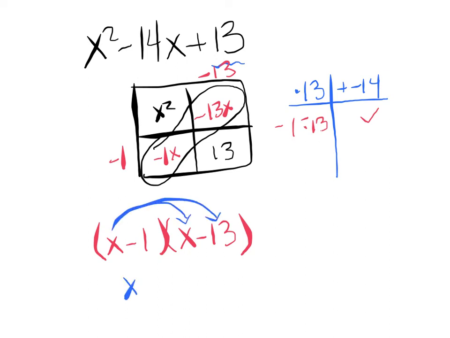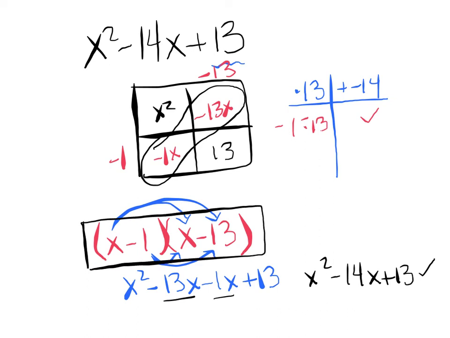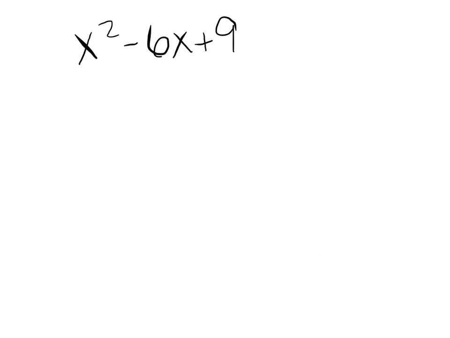This gets us x squared minus 13x. And then when we distribute the negative 1, we're going to get negative 1x and positive 13. When we combine like terms in the middle, we end up with x squared minus 14x plus 13. So this is a way for us to check to see if our factored form is correct. And in this case, it was. We need to just do the opposite, go backwards, and use distribution to see if our answer is actually correct.